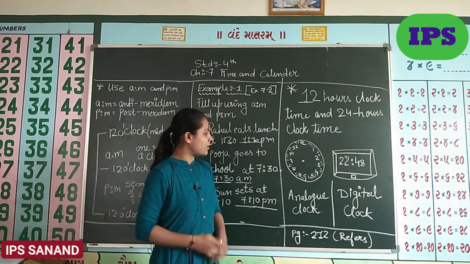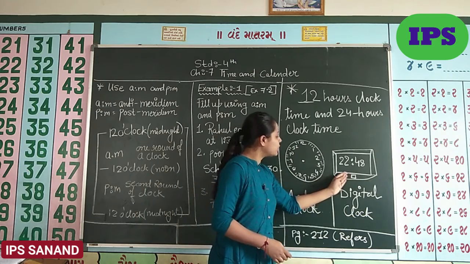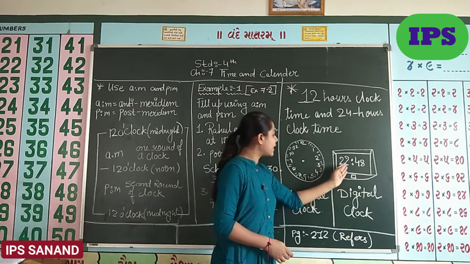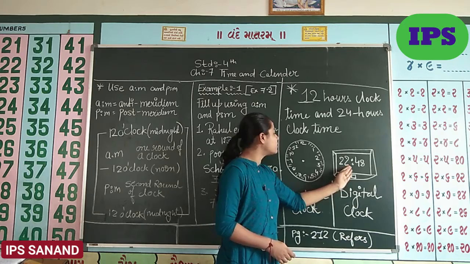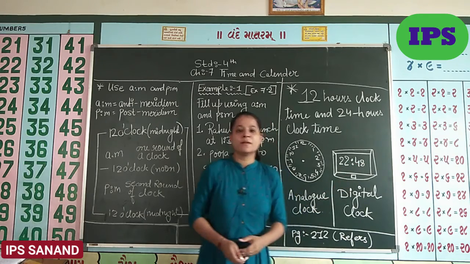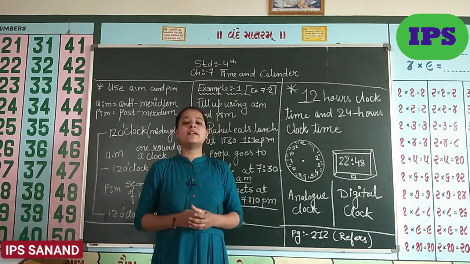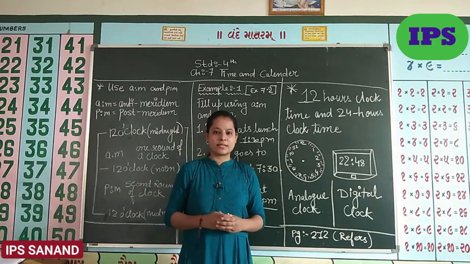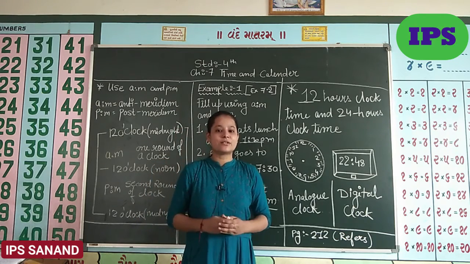Now the digital clock, you can see the digital clock here, and the time shown on the digital clock is 22:48. So as you know, a day has 24 hours. A day has 24 hours.